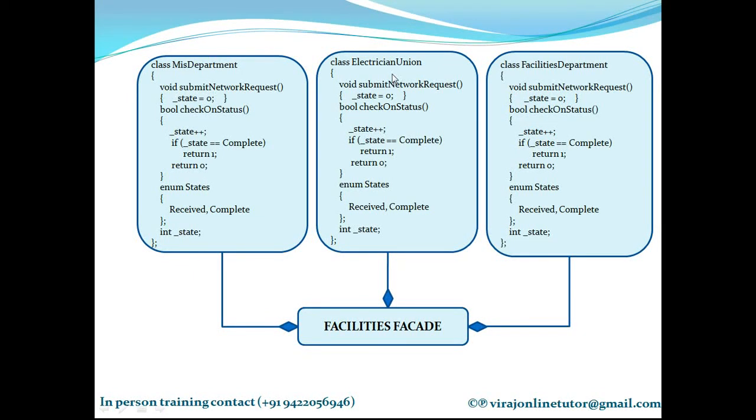Same goes with the electrician union. Whenever a request comes, state is 0. If someone wants to check the status, I increment the state. If it is complete, return 1, else return 0. Same goes with the facilities department. Whenever someone submits a request, state is 0, meaning it's in received state. If someone calls check on status to check the status of my request, I increment the state so it goes to a different state. And if the state is complete, I return 1, else I return 0. So each different department can have a different set of states.